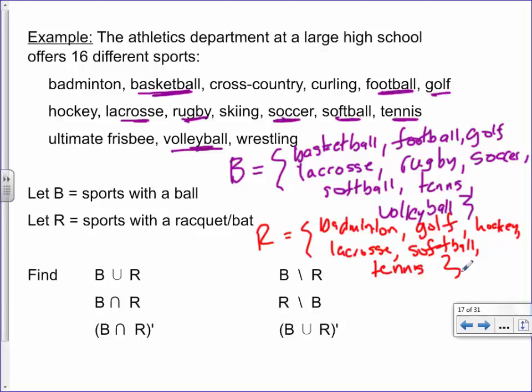So I'm going to underline these ones in red now. So that would be badminton. Golf gets underlined twice, hockey, lacrosse is twice, softball, and tennis.